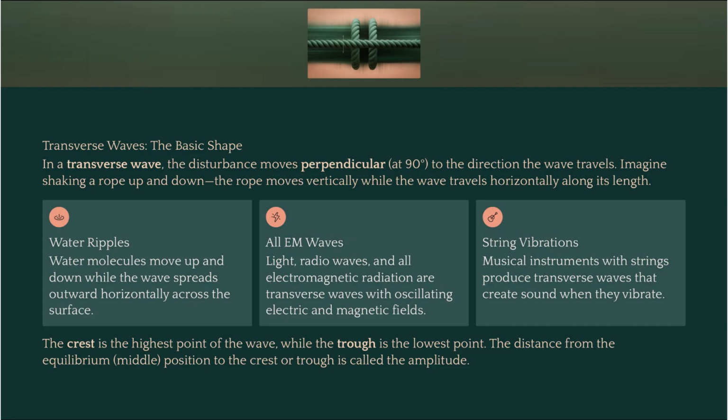Most of the waves we'll be discussing, especially light and radio, are transverse waves. Imagine shaking a rope up and down. The wave itself moves horizontally across the room, but the disturbance, the rope moving, is vertical. The motion of the disturbance is perpendicular to the motion of the wave. The highest point of this kind of wave is called the crest, and the lowest point is the trough.